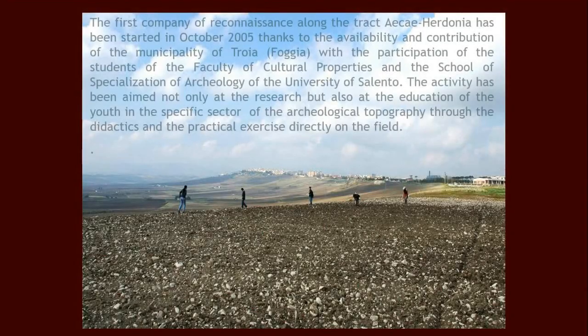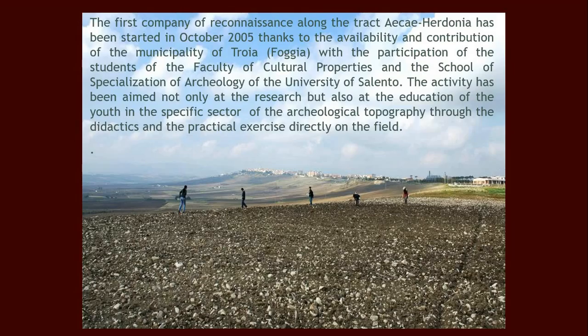The first reconnaissance campaign along the tract Ecae-Herdonia was started in October 2005 thanks to the availability and contribution of the municipality of Troia, near Foggia, with the participation of the students of the Faculty of Beni Culturali and the School of Specialization of Archaeology of the University of Salento. The activity has been aimed not only at the research but also at the education of the youth in the specific sector of the archaeological topography through the didactics and the practical exercise directly on the field.